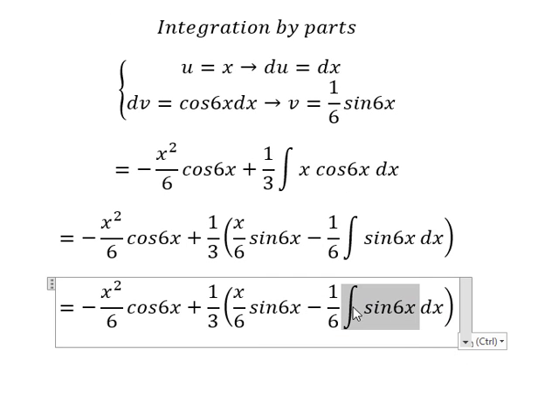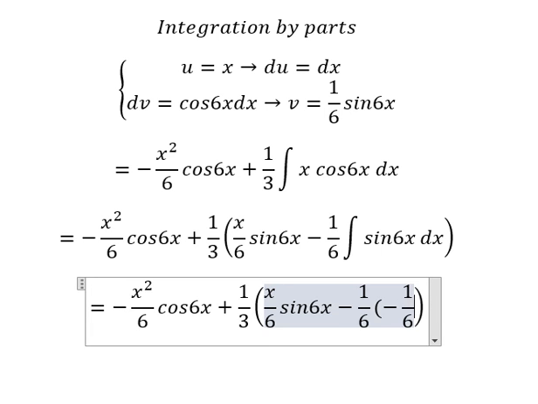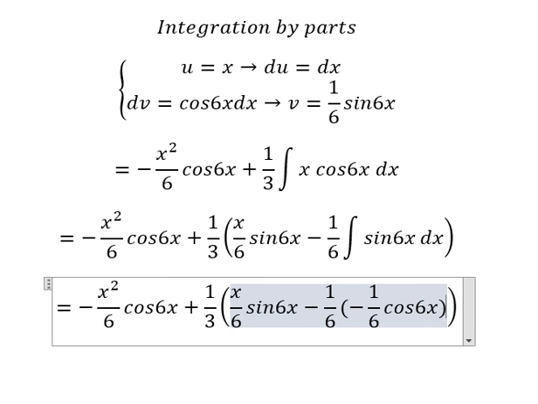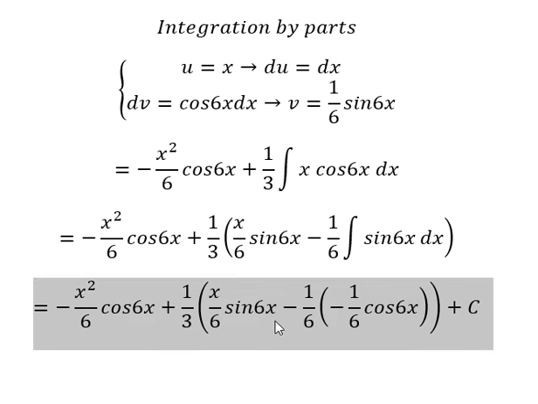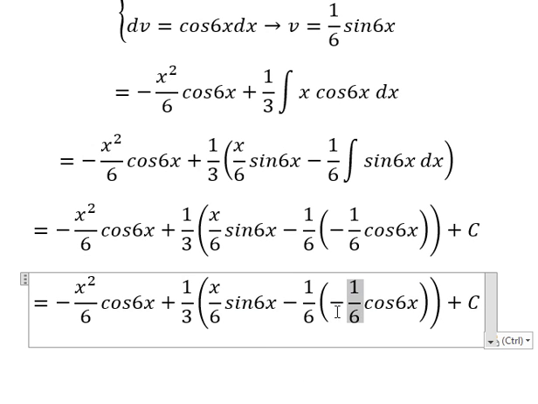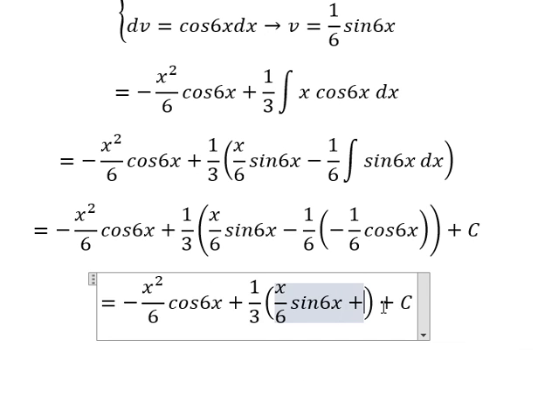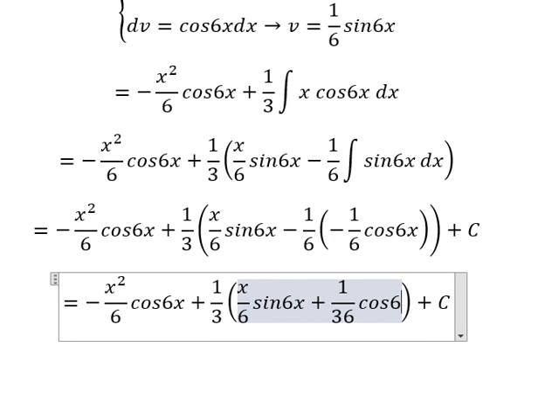So the integration of this one, we have negative 1 over 6 cosine 6x, and I will put plus c. This one and this one with negative and negative, so we have positive 1 over 36 cosine 6x.